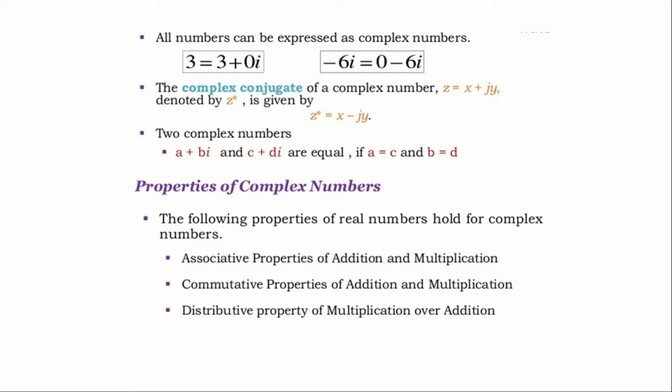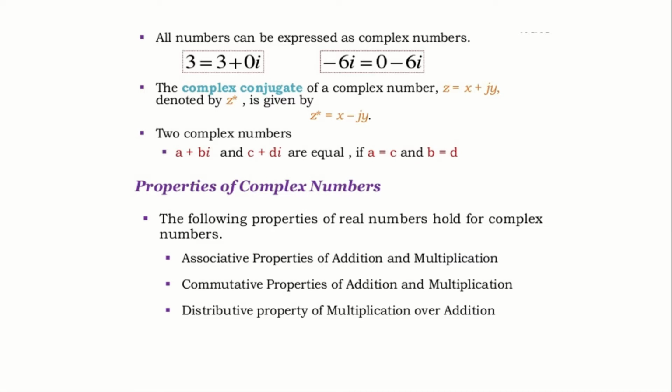All numbers can be expressed as complex numbers. Simply, 3 can be represented as 3 plus 0i, where the imaginary part will be 0 here. And -6i can be given as 0 minus 6i, where the real part is 0.